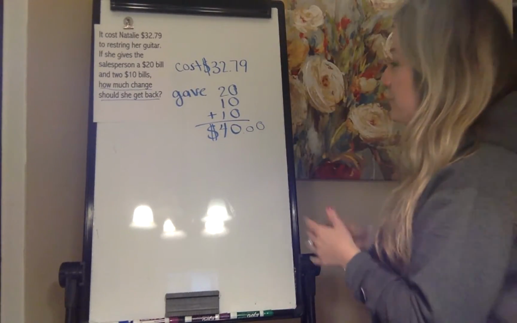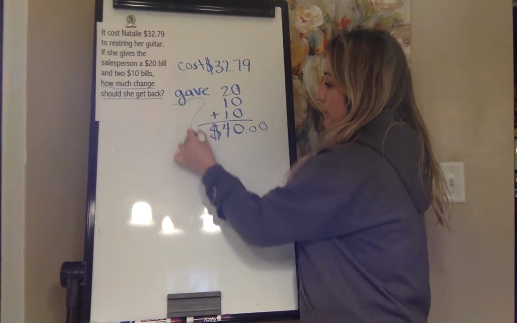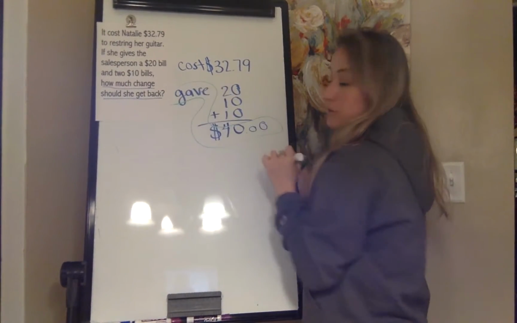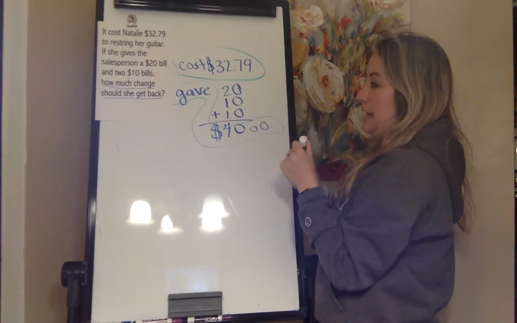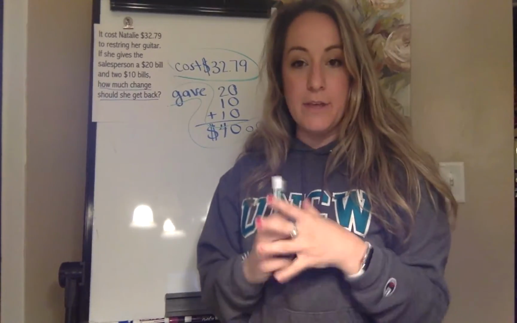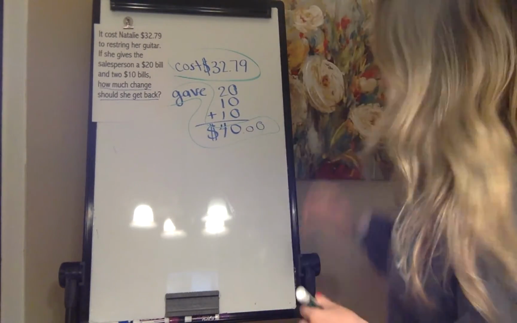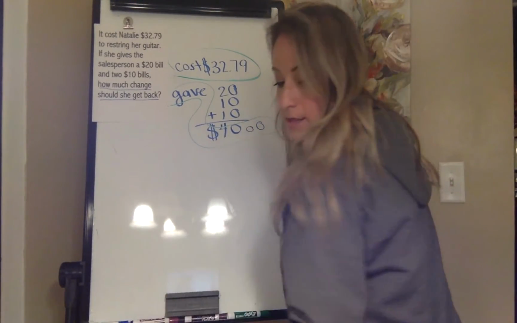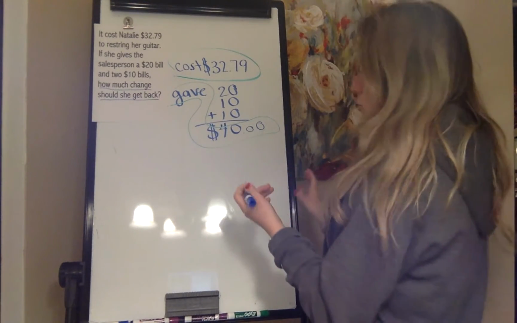So I have two numbers here. I have what she gave, which is $40, and I have the cost, which is $32.79. One of these is going to be my minuend, and the other is going to be my subtrahend. Which one is going to be our number on the top? That is going to be how much she gave, that larger number.